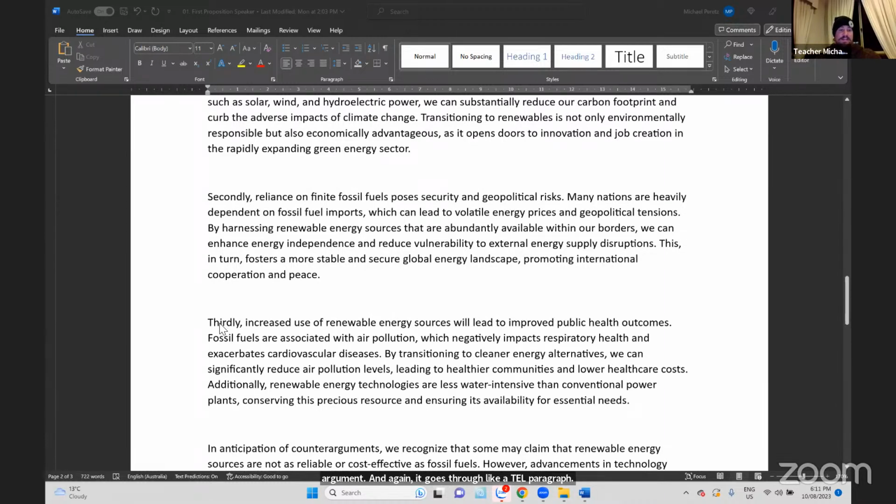Next, we've got our third argument. So we're also now going to talk about the improved public health outcomes. So fossil fuels create air pollution, which affects our lungs, and that can lead to heart and blood vessel diseases. And again, note the teal paragraph structure.